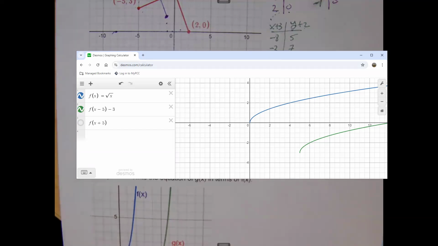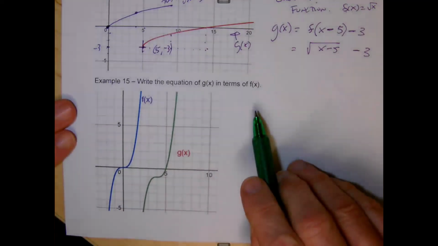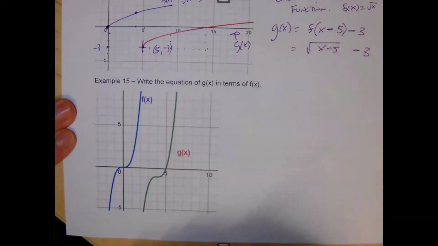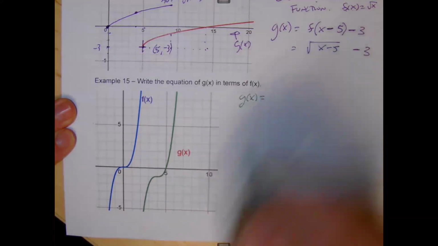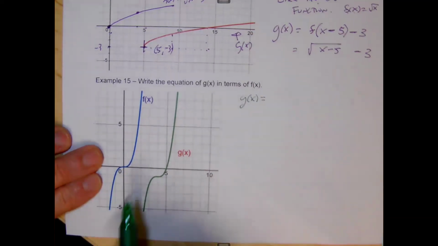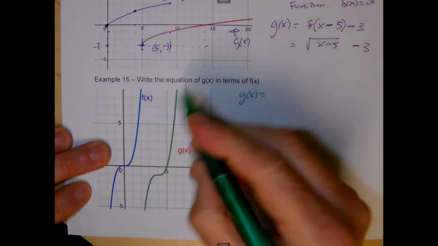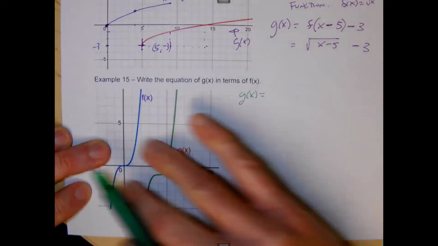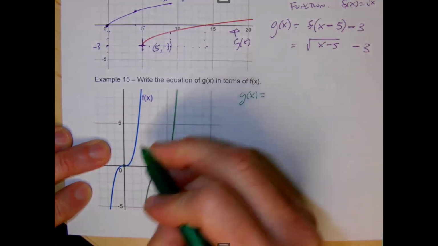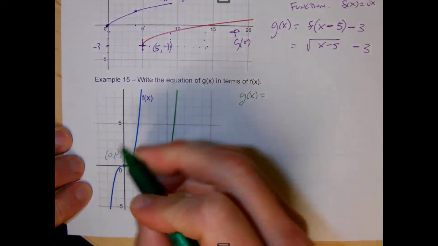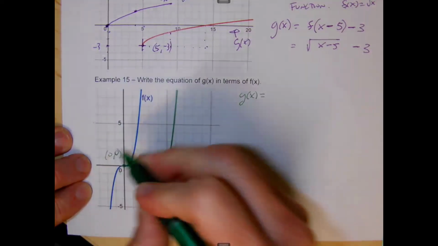One more here. Write the equation here, g of x, in terms of f of x. So again, same thing, g of x. I want to write it down in terms of f of x. It's just the same thing I did here. What's happening? Well, if I look at this picture, I can see that it's just this picture moved over. So I just need to figure out this point is 0, 0. Notice a lot of these are 0, 0. It's easier when it's 0, 0, but it can be done with anything.